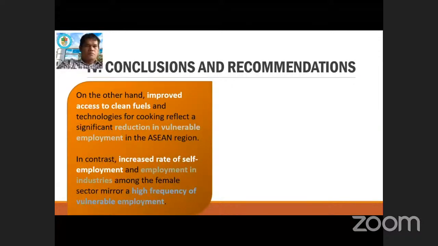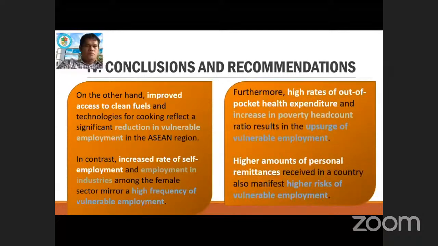On the other hand, improved access to clean fuels and technologies for cooking reflects a significant reduction in vulnerable employment in the ASEAN region. In contrast, increased rate of self-employment and employment in industries among the female sector mirror a high frequency of vulnerable employment. Furthermore, high rates of out-of-pocket health expenditure and increase in poverty headcount ratio result in the upsurge of vulnerable employment. Higher amounts of personal remittances received in a country also manifest higher risks of vulnerable employment.